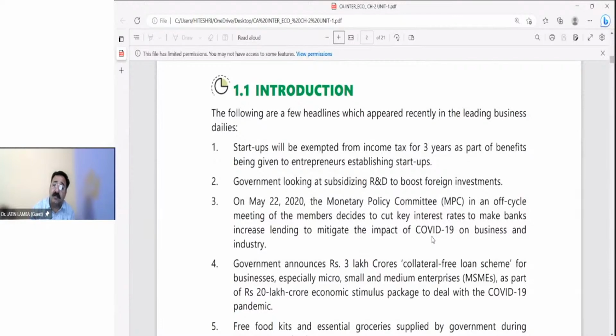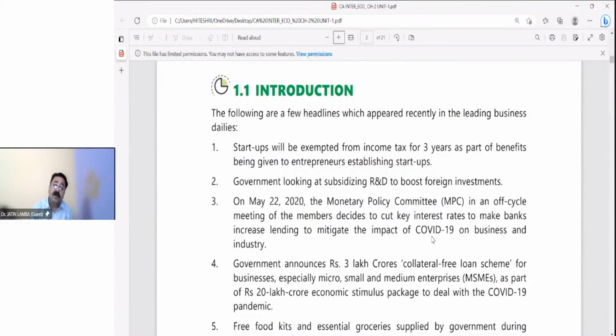On 20th May 2020, the Monetary Policy Committee. What is Monetary Policy Committee, bachcho? Monetary Policy Committee is the committee of RBI, Reserve Bank of India, which actually revises the monetary policy. What is monetary policy? Where you have learned CRR, SLR, and bank rate, repo rate are revised, whether to increase or decrease, right?